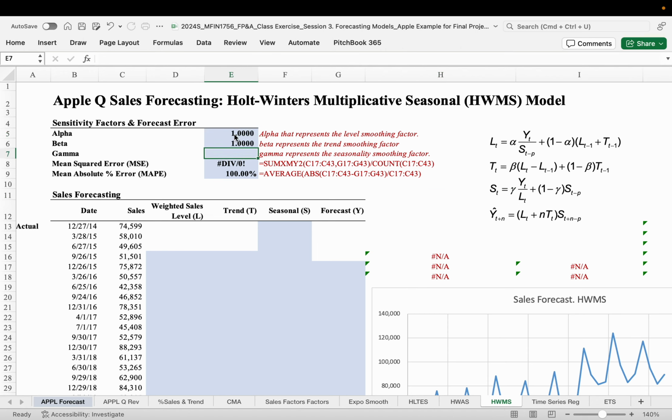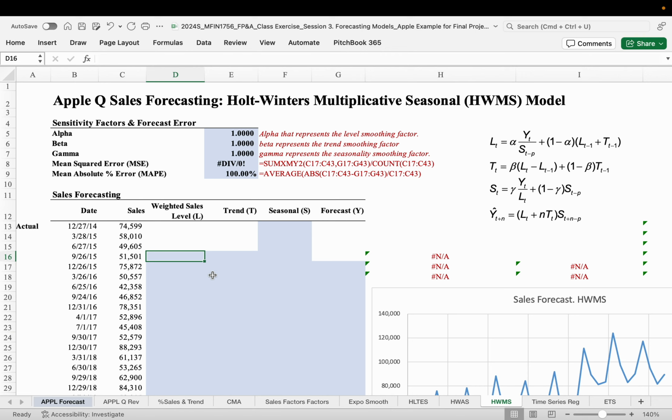We put just the initial factors: the alpha, beta, gamma for the level smoothing, trend smoothing and seasonality smoothing. And the objective is to minimize the mean squared error or the mean absolute percentage error using the Solver program. Okay, so here the same process, the level, right?